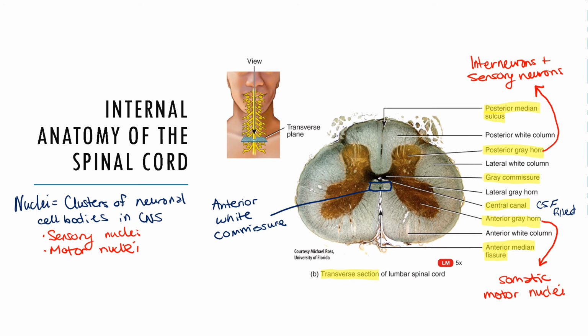Now between the posterior and anterior gray horns are the lateral gray horns, and these are present only in the thoracic and upper lumbar segments of the spinal cord. So we're not going to see these little lateral gray horns just everywhere. Again, only in the thoracic and upper lumbar segments of the spinal cord. So these are going to be these little sections here.